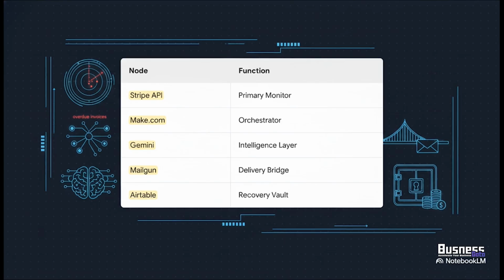So here's how the team breaks down. First up, you've got the Stripe API. Think of it as the primary monitor, always scanning for overdue invoices. The second a leak is detected, Make.com, who is the orchestrator, steps in to direct the whole workflow. Now, the brains of the operation, the intelligence layer, is Gemini, and its job is to craft the perfect communication. Then Mailgun acts as the delivery bridge, making sure that message gets to the client, no problem. And finally, Airtable is the recovery vault, where every single recovered dollar is logged, safe and sound.